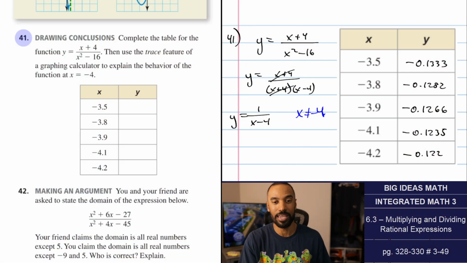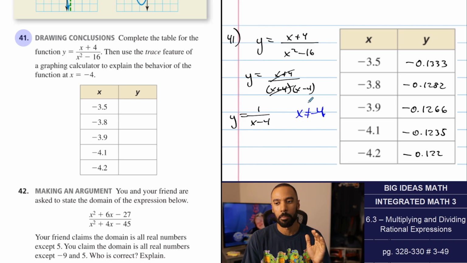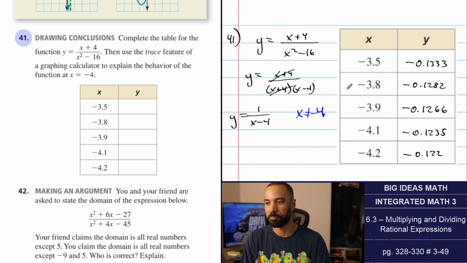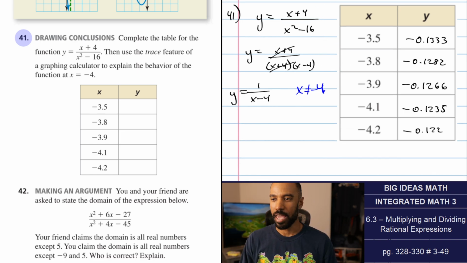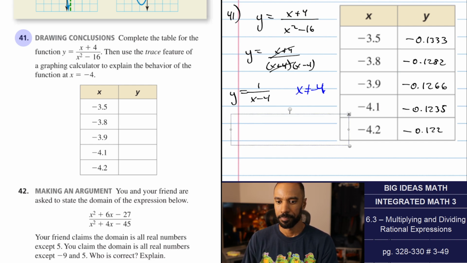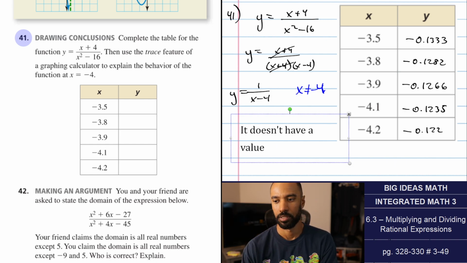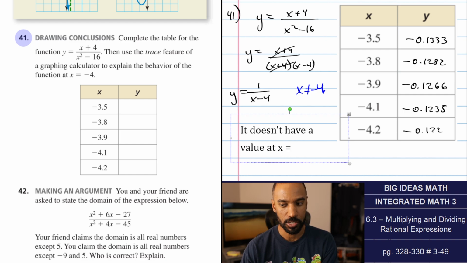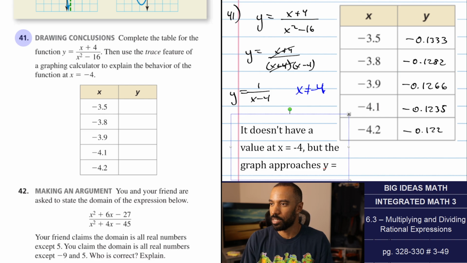So this is just like this graph, where this is shifted 4 units to the right and all that kind of stuff, but there's a hole at x equals -4. I lived on this problem way too long already, so how do I answer it? Explain the behavior of the function. It is not defined at x equals -4, it doesn't have a value. But it is approaching something. The limit is approaching something, but the graph approaches y equals, I didn't tell what it approached.